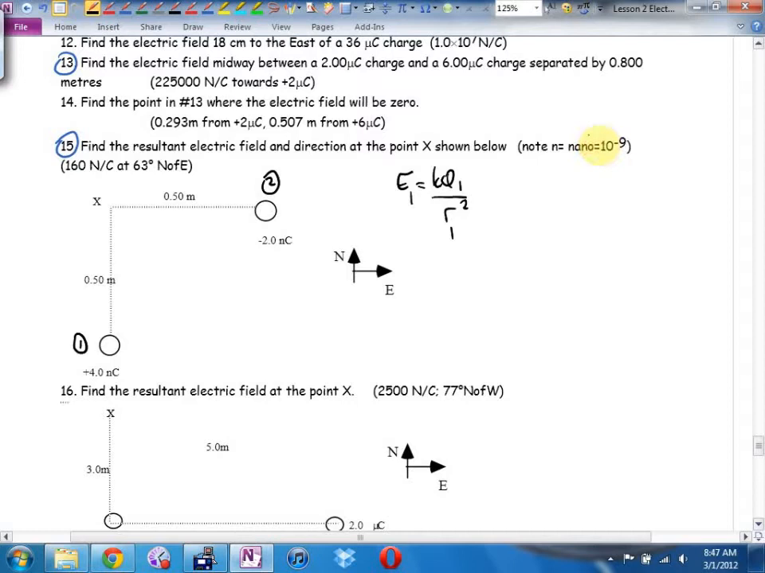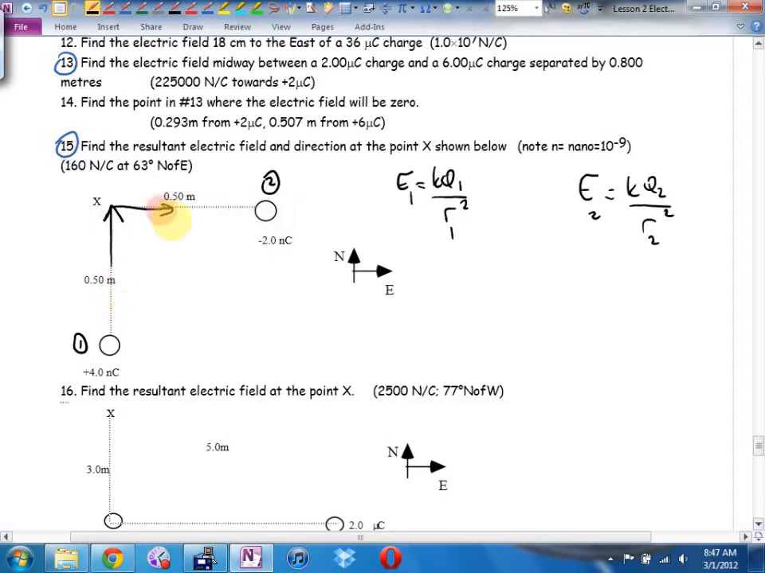Okay. You're going to have electric field 2, which is going to be KQ2 over R2 squared. Is that okay so far, Brett? Direction. This guy here, which way would a positive charge want to move if it could? Up. Right? Direction from charge 2, which way would a positive charge want to move if it could? I think towards charge 2. And this is how you're going to draw those fields, Brett.